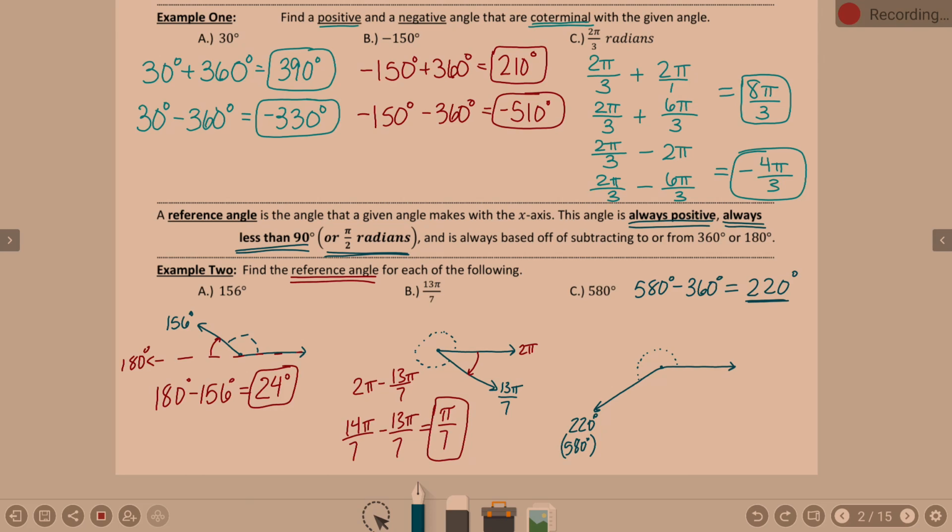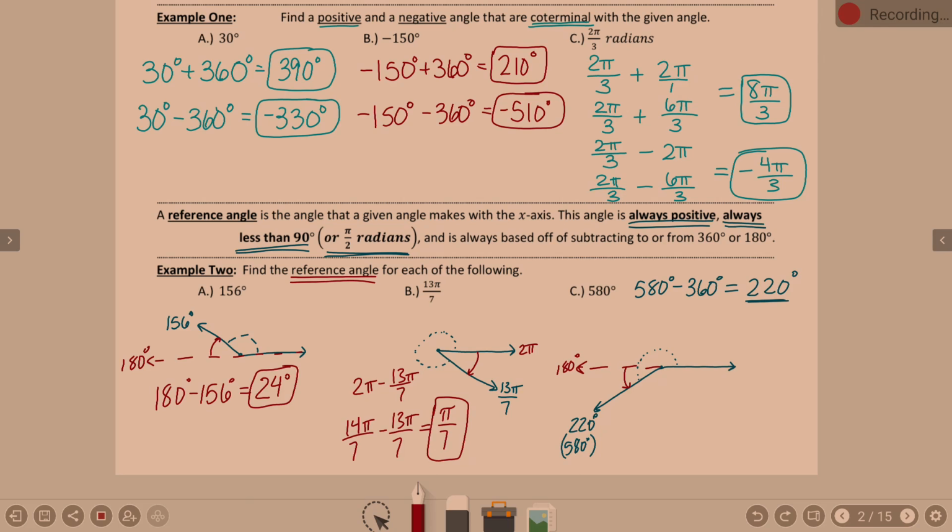Now, what's the question here? How far is it from the x-axis? So where is it closest to the x-axis? If it's on the left side of the graph, it's closest to 180. If it's on the right side of the graph, it's closest to 0 or 360. So right now you need to visualize this part. And so my reference angle is how far I am from the x-axis, or 180.